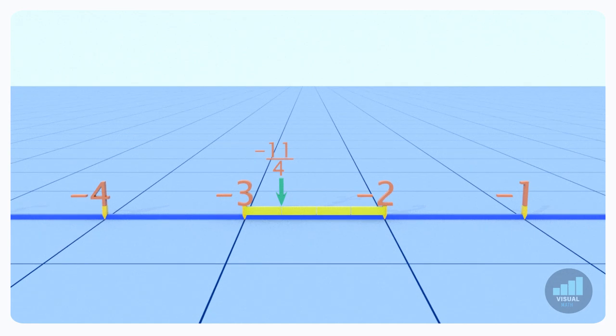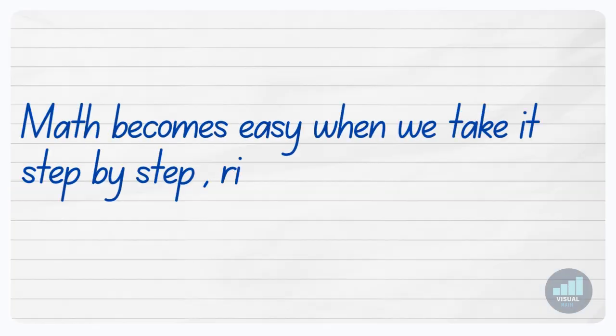That's how you plot rational numbers on a number line. Math becomes easy when we take it step by step, right?